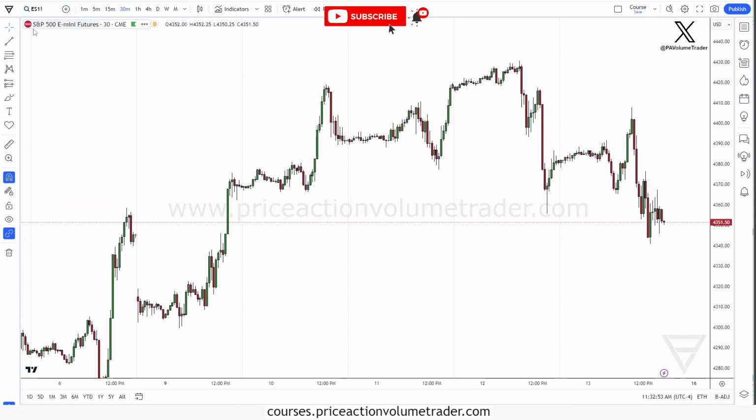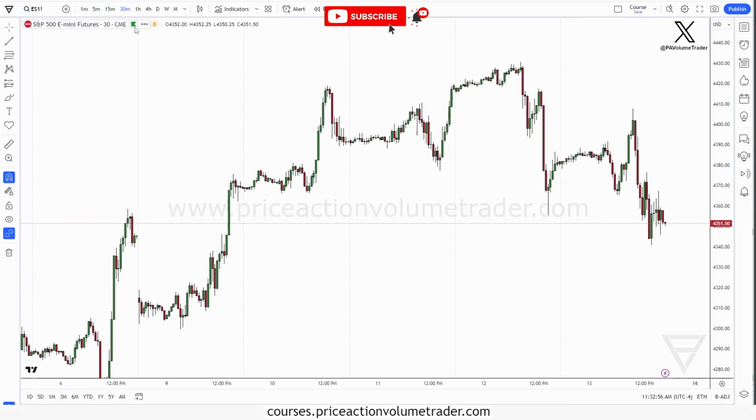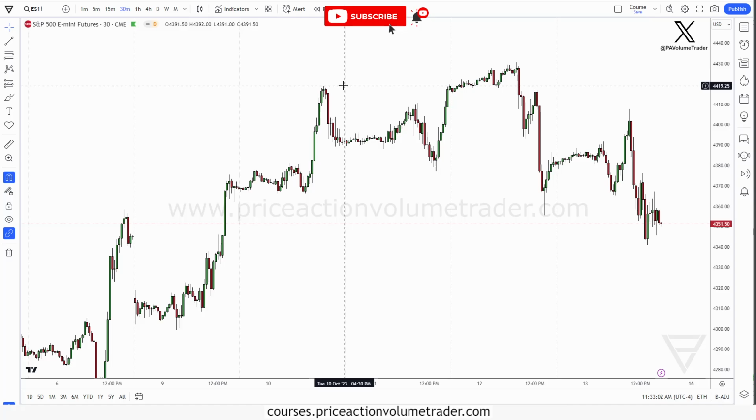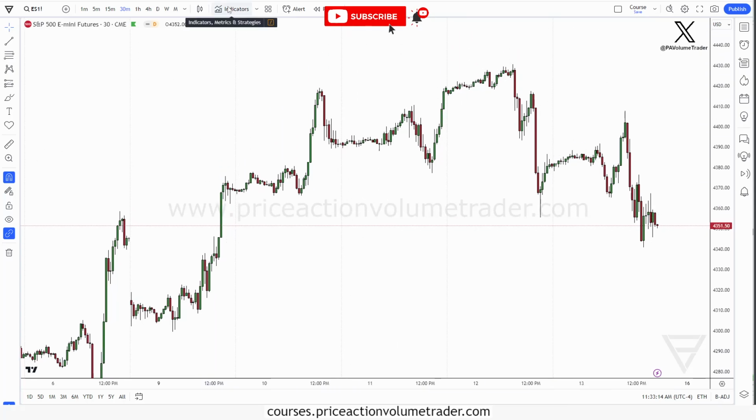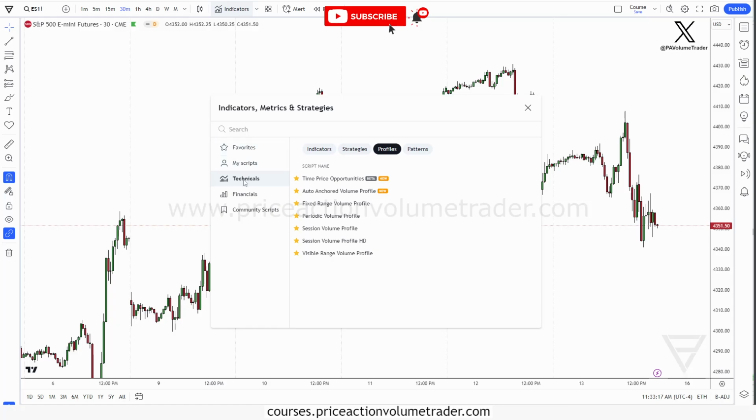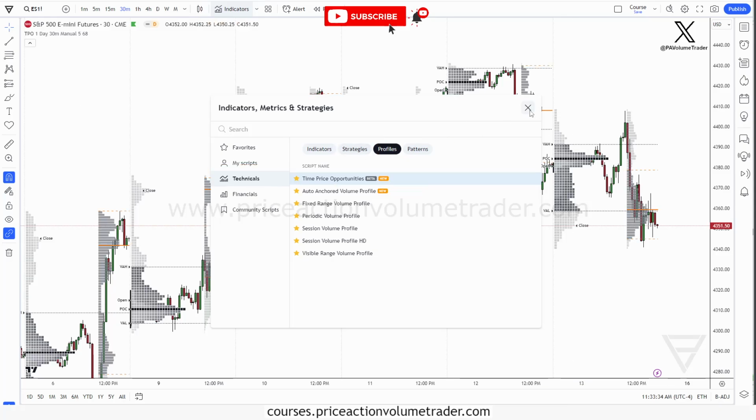So we're going to start with a futures chart, the S&P 500 from the CME. I'm on a 30-minute time frame. Generally, whenever you talk about market profile, you're always going to think about it in 30-minute periods. So I'm on a 30-minute chart right here, and we're going to go to indicators. We're going to go to technicals. Then we're going to go to profiles. So indicators, technicals, profiles, and then right here, time price opportunities, beta, new. We're going to click on that, and that is going to bring the indicator on our chart.